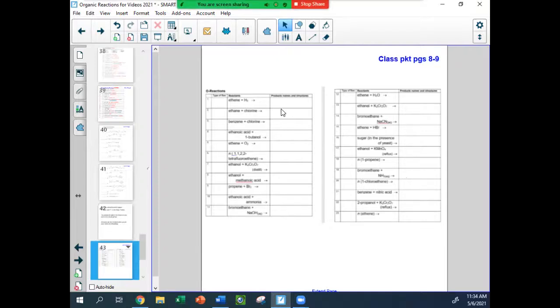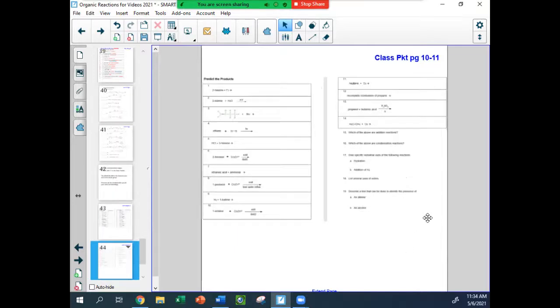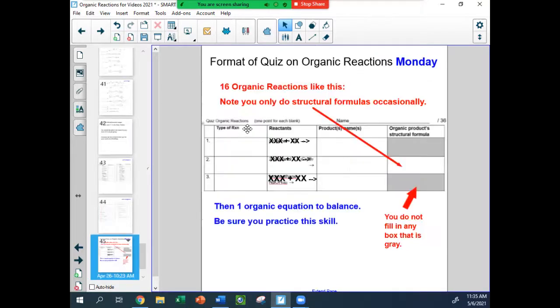On page 8 and 9, you've got another list of reactants, just the words. You should be able to give me the name of the product, sometimes the structure also, and classify the type of reaction. On page 10 and 11, another set of, I know you can't read this, but it's in your class packet. Another chance to now write out the structure of the product. You try it, check your answers.